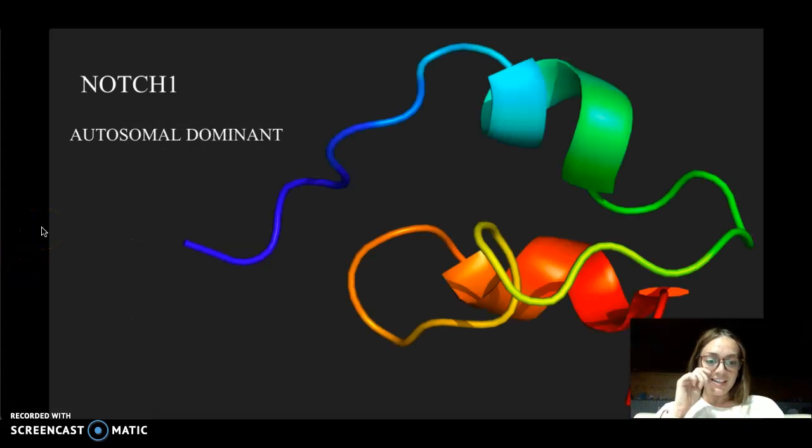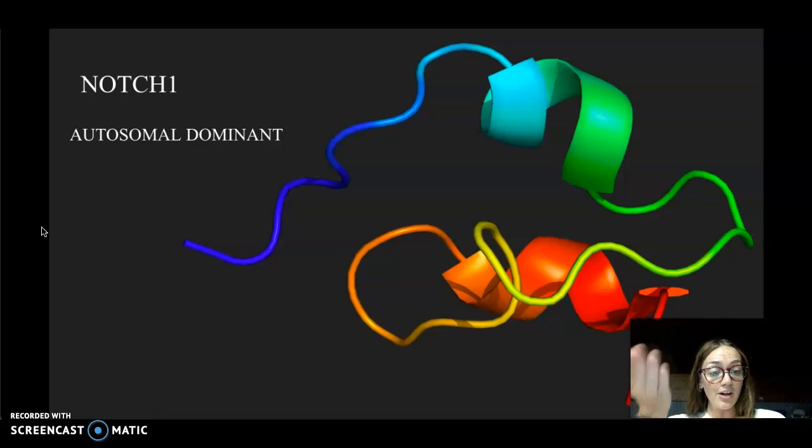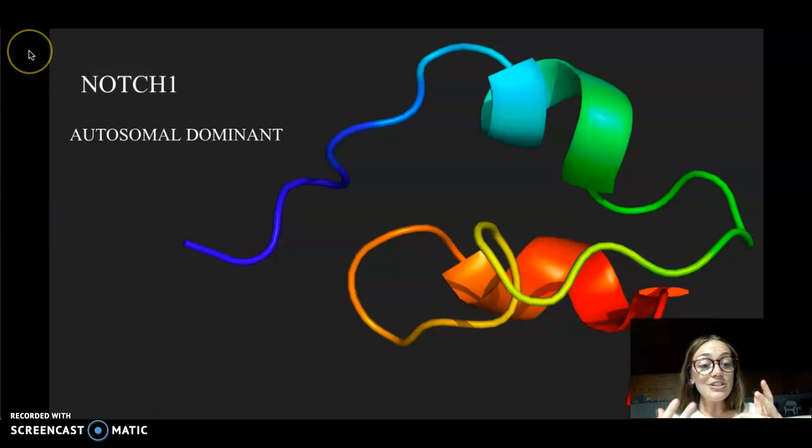Now, into Notch1. So this is the protein formation of the Notch1 protein in the gene. Now, this is actually considered an autosomal dominant gene. So if a child were to receive, say, a large A allele, while a lowercase a allele, they would have this Notch1 protein developed with the potential to develop into one of these congenital heart diseases.